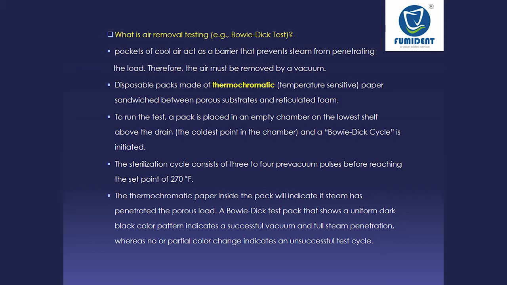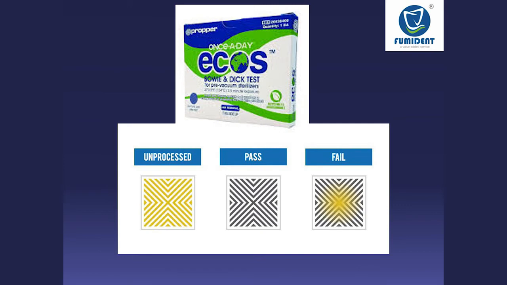If your pre-vacuum generation is proper, it means the steam will penetrate up to the whole material or up to the thermochromatic pack. This thermochromatic material will indicate whether the steam has penetrated properly or not. So if pre-vacuum generation is proper and steam sterilization has occurred everywhere, this thermochromatic material will change from brown to black color, which will indicate the pass result for the Bowie-Dick test. And if the color change is not adequate, it means your Bowie-Dick test has failed. So this is the way you can monitor your sterilizer, and monitor whether the pre-vacuum generation is proper inside the class B autoclave or not.